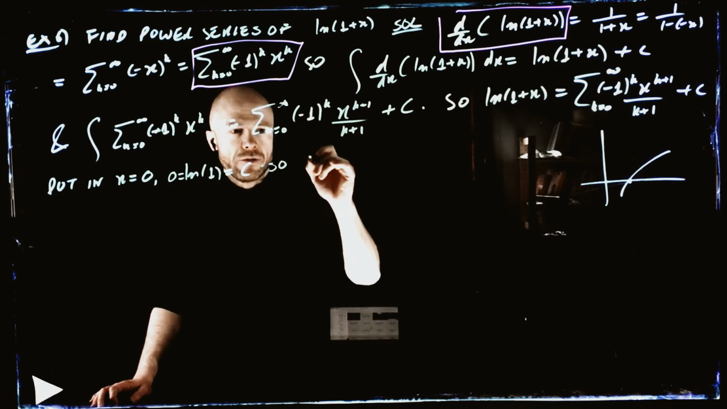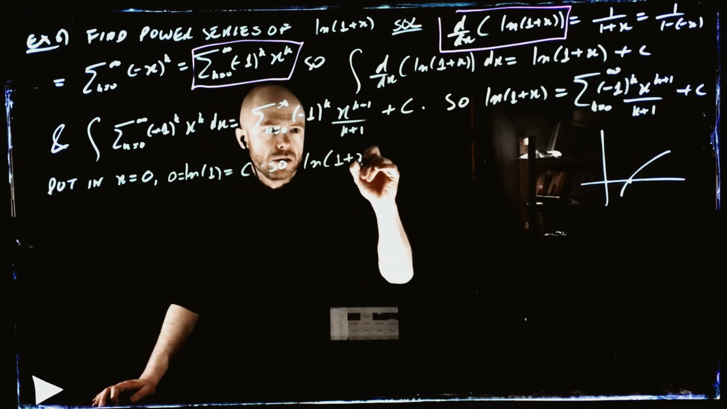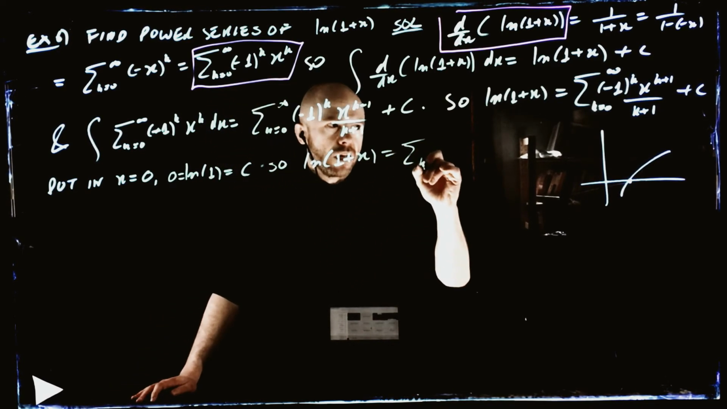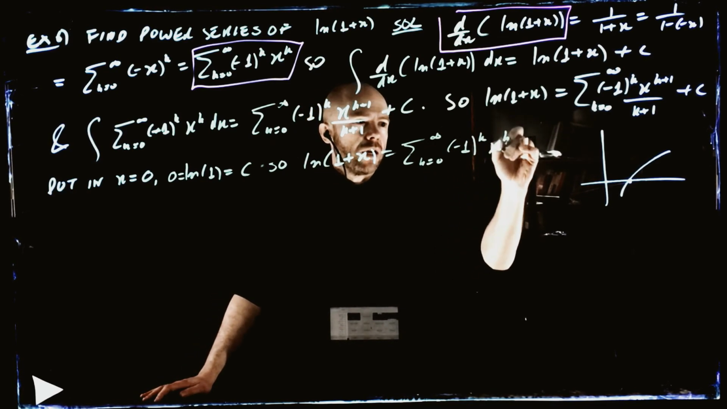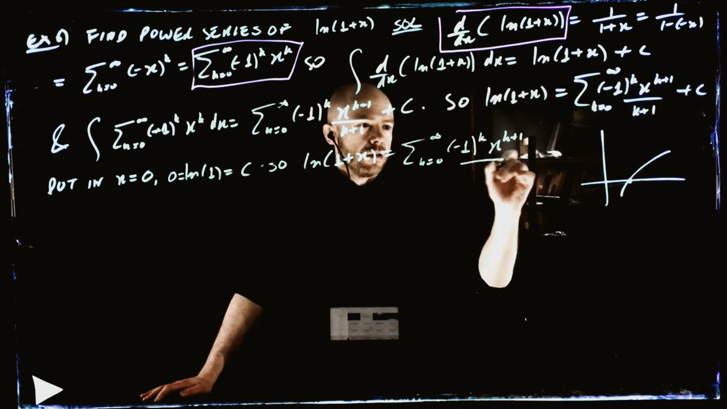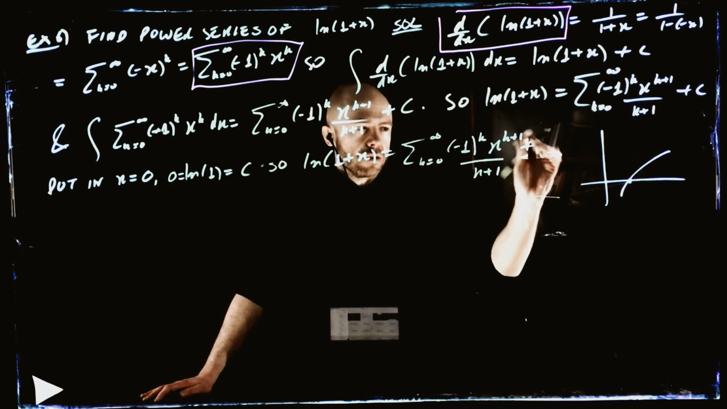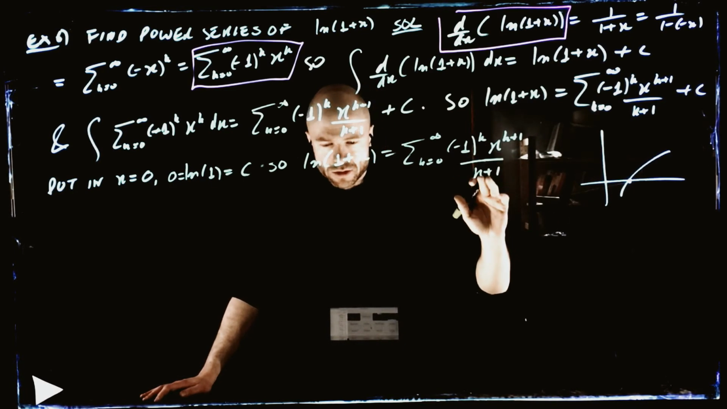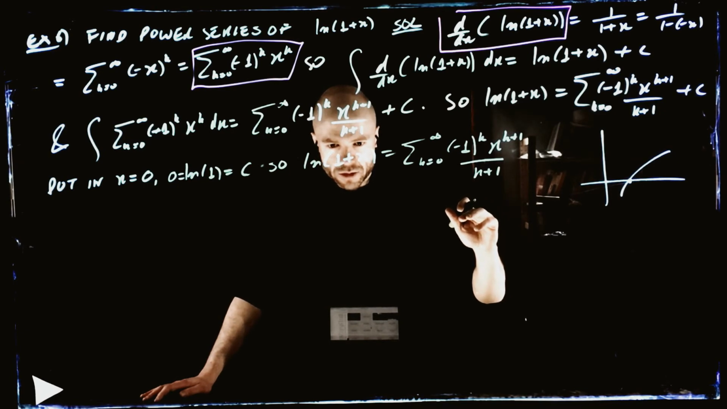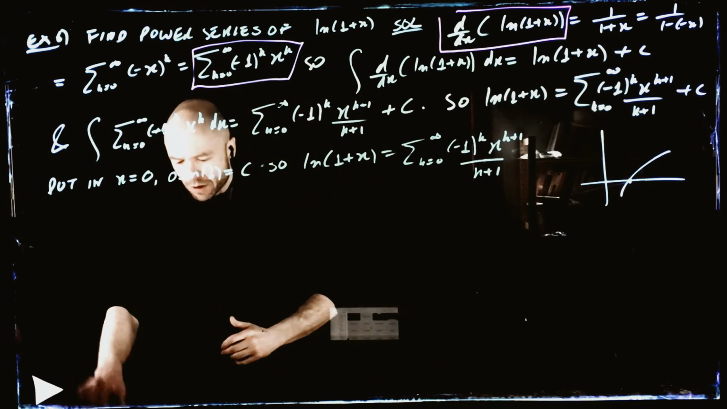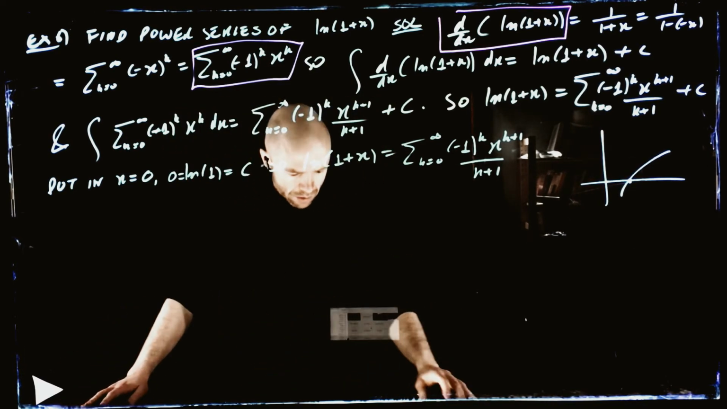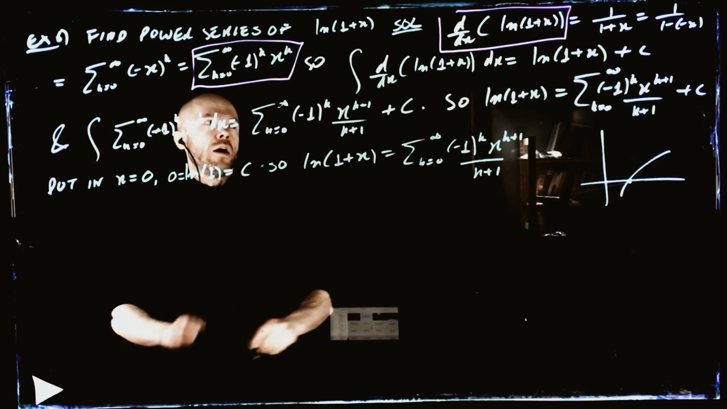So we actually have the power series expansion just neater than that. It's the sum k equals 0 to infinity of minus 1 to the k, x to the k plus 1 over k plus 1, and then no constant c. No constant c. Cool.